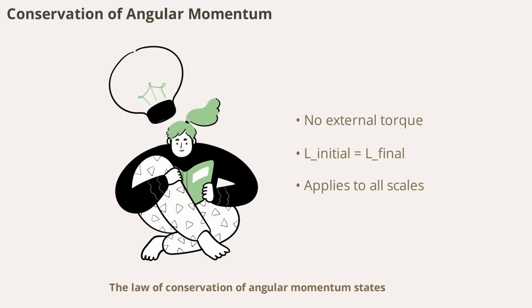The law of conservation of angular momentum states that if no external torque acts on a system, its total angular momentum remains constant. This principle explains why a spinning ice skater spins faster when pulling in their arms. Mathematically, if the net external torque is zero, then the initial angular momentum equals the final angular momentum, L initial equals L final. This law is fundamental in physics and has wide-ranging applications, from atomic particles to galaxies.